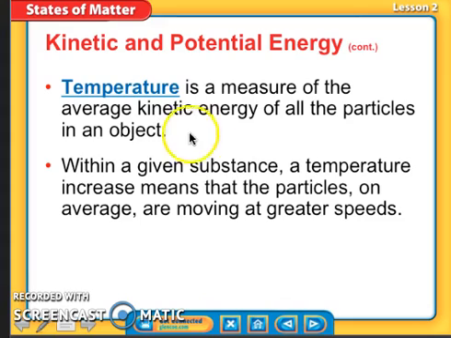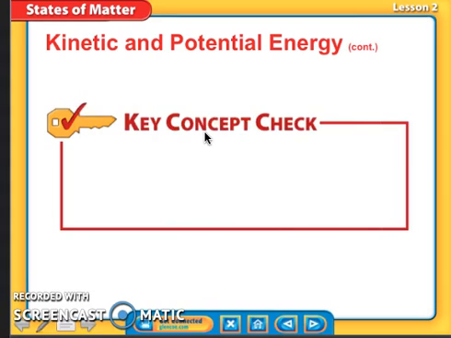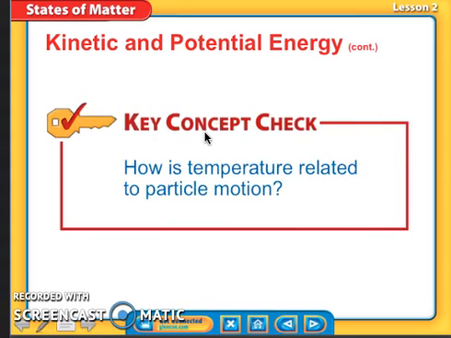So just right here, temperature: the measure of the average kinetic energy of the particles in a material. So how is temperature related to particle motion? The higher the temperature, the faster the particles are moving. If I read a temperature of, let's say, 30 Celsius and then 100 Celsius, the particles at the 100 Celsius measurement are going a lot faster.